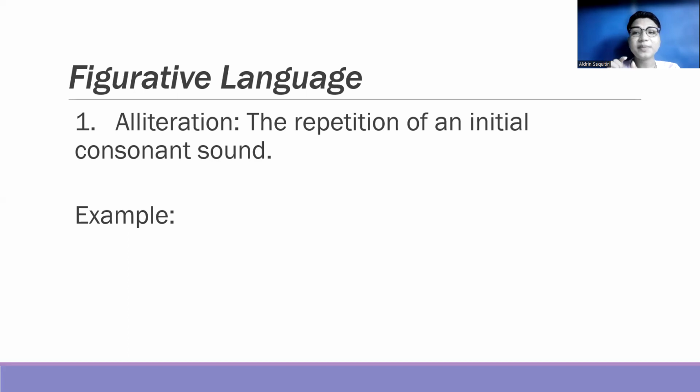Okay? So the repetition of consonant sounds at the middle or at the end of the word or words is called consonance. Okay? Again, the repetition of consonant sounds at the middle or at the end part of the words is called consonance. But if the consonant sound being repeated is placed at the beginning of the words, it will be called alliteration. So here are some of the examples wherein alliteration is applied.